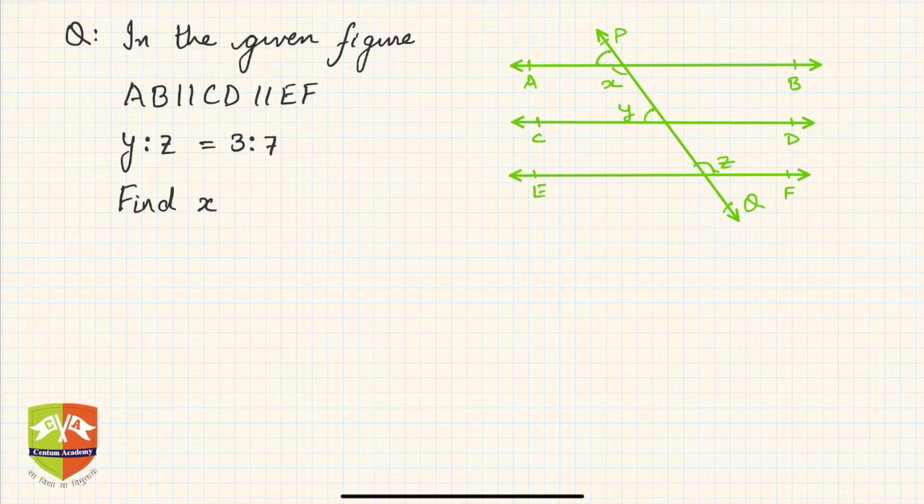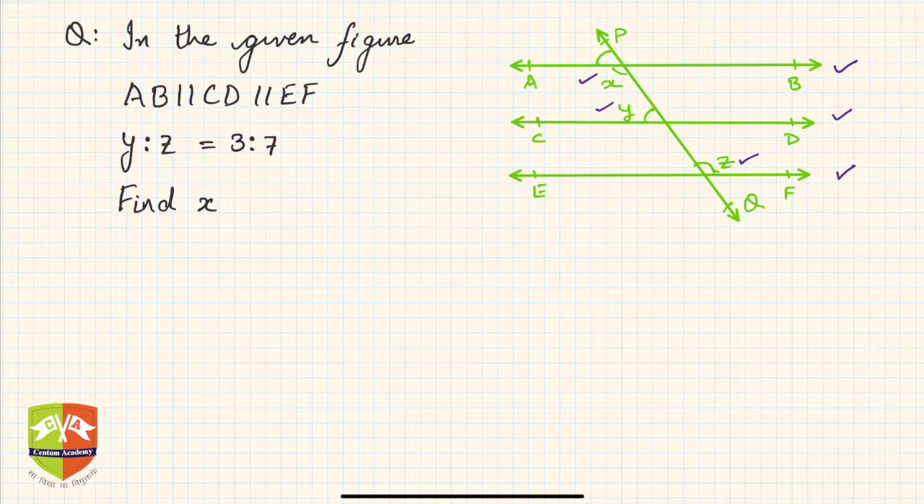In this question, it's given that AB, CD, and EF are three parallel lines. And Y is to Z. So Y and Z are two angles. You can see this is Y here, and this is Z here. So Y and Z are in the ratio 3 is to 7. You have to find the value of this angle X. Okay, so let's solve this question.